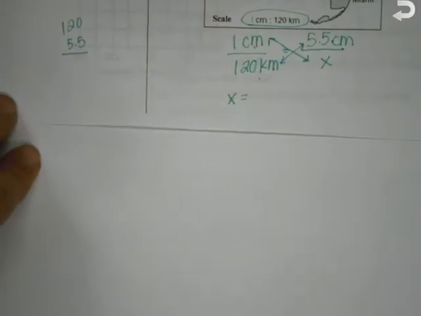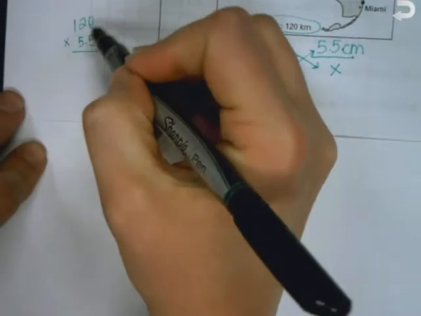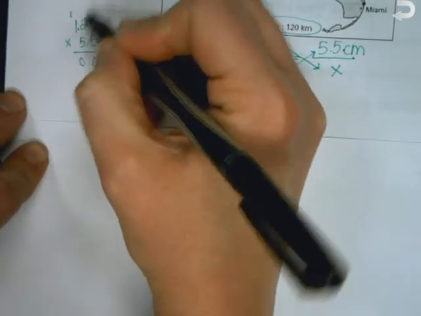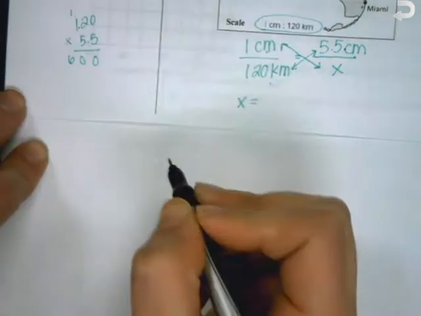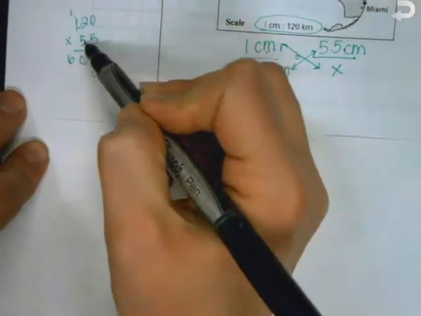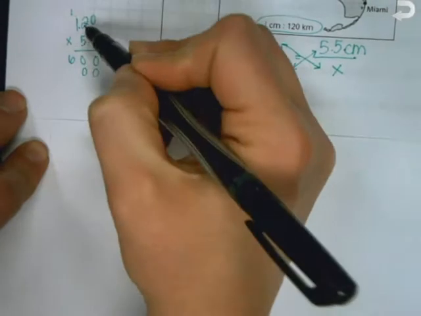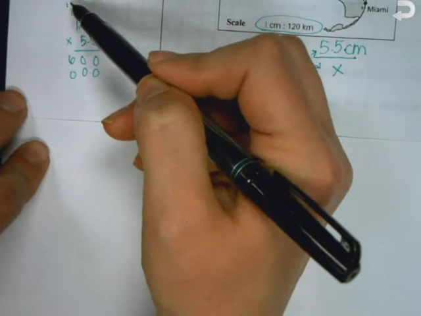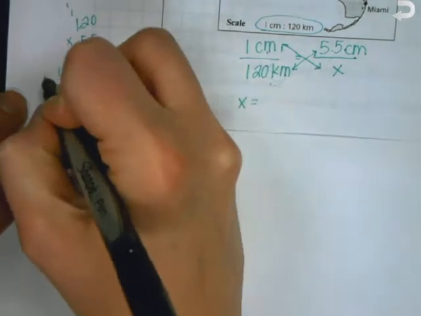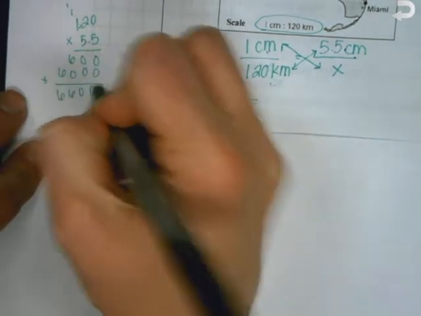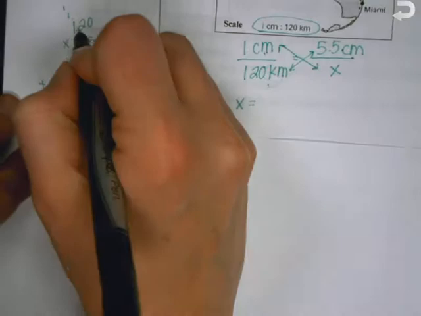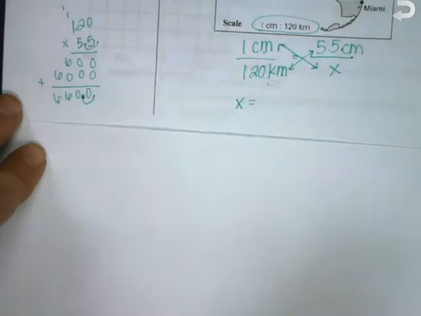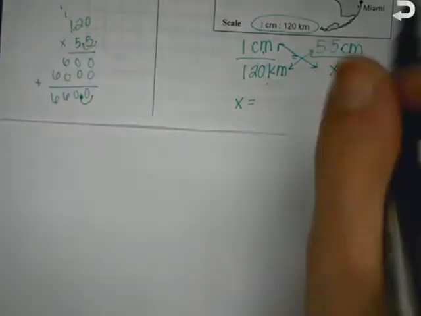5 times 0 is 0. 5 times 2 is 10. 5 times 1 is 5 plus 1 is 6. Placeholder. 5 times 0 is 0. 5 times 2 is 10. Carry the 1. 5 times 1 is 5. Plus 1 is 6. Let's add them up. 6, 6, 0, 0. And I have to move the decimal 1 time. So from here, 1 space. So it gives me 660 what? Kilometers.